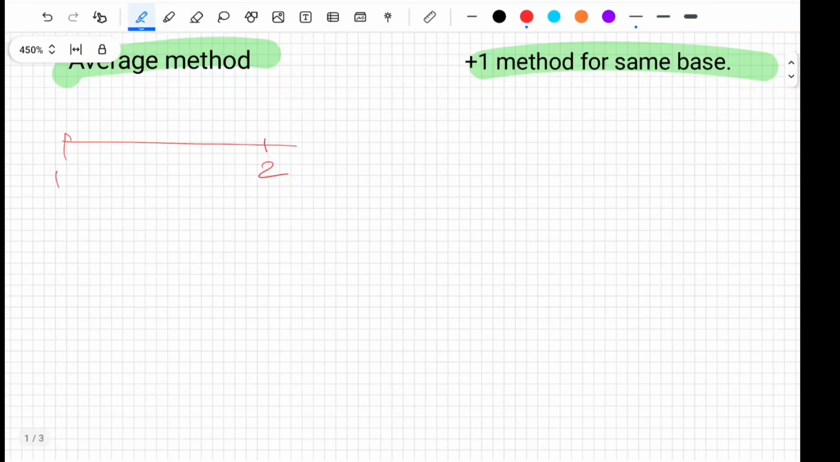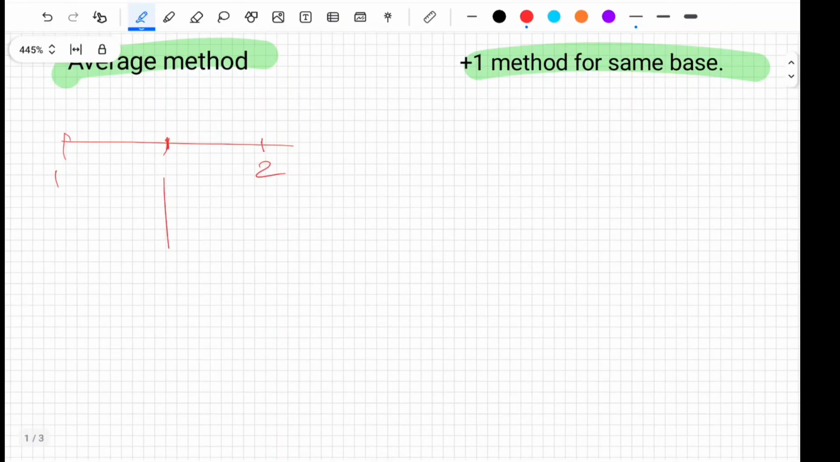One method is the average method. We can take the average of these numbers. The average means the mean, the middle position of those numbers. So what will be its value? Its value will be the average of the two numbers, that will be 3 by 2. So here you get 3 by 2.